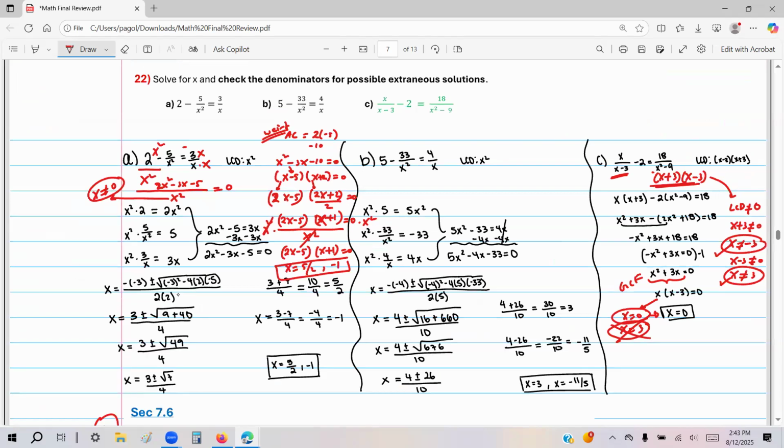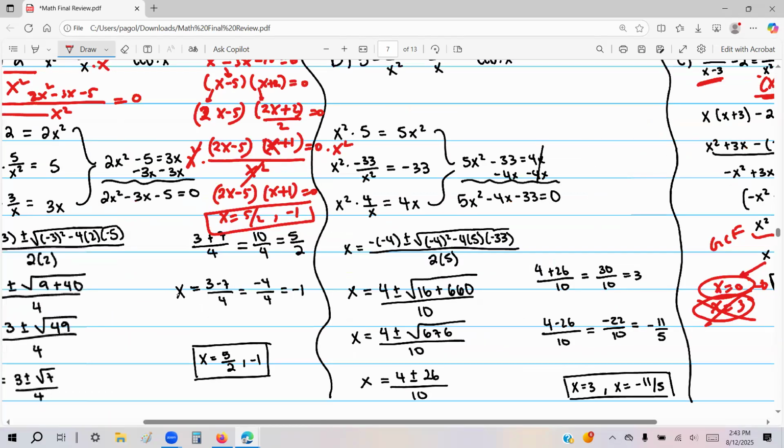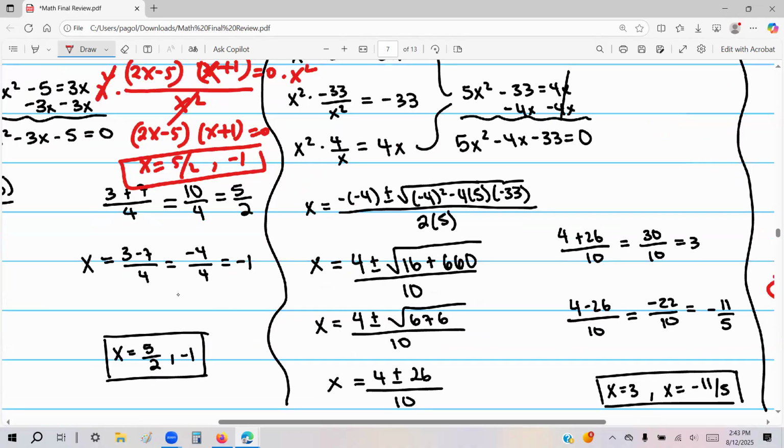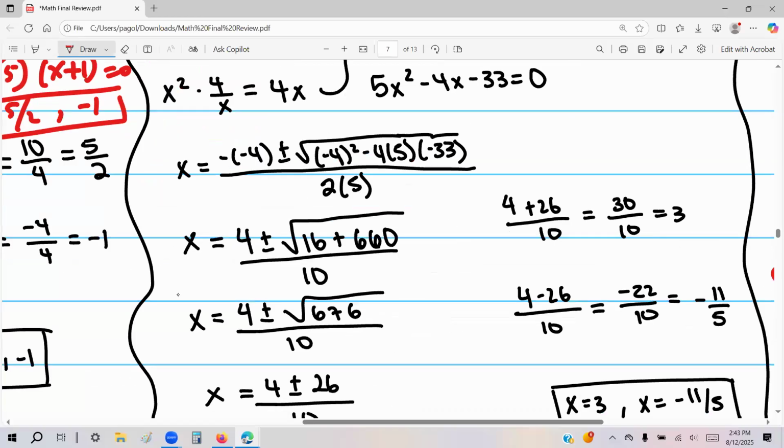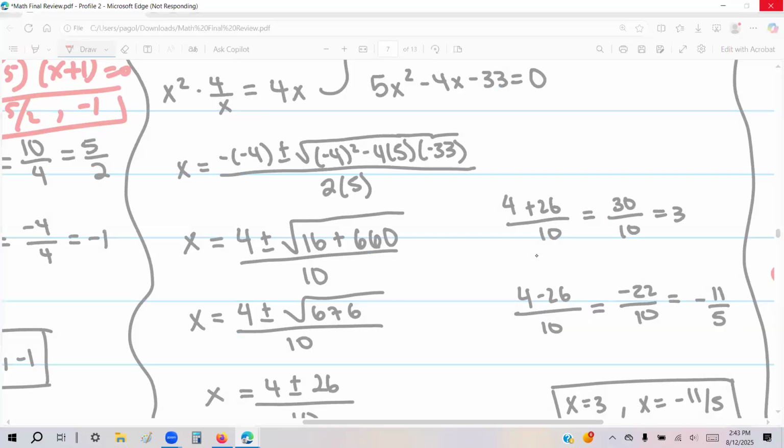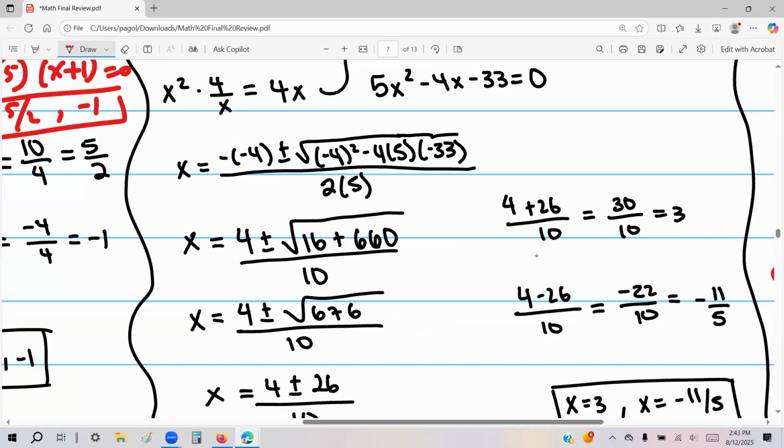Okay, so the downside of the quadratic formula. For the middle problem, when you bring everything to one side, you get the quadratic equation 5x squared minus 4x minus 32. If you don't use the AC method to factor, but go with the quadratic formula, look at the problem. At the end, you get the square root of 676. Without using a calculator, how do you know what the square root of 676 is?